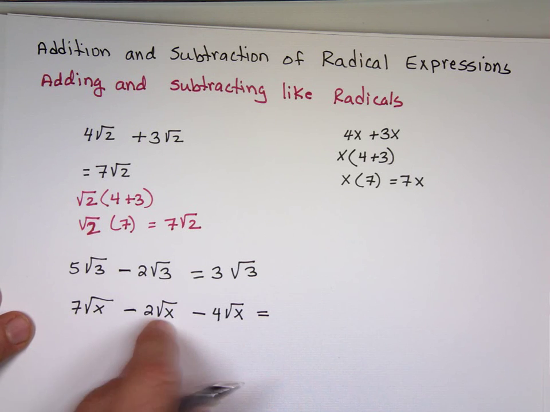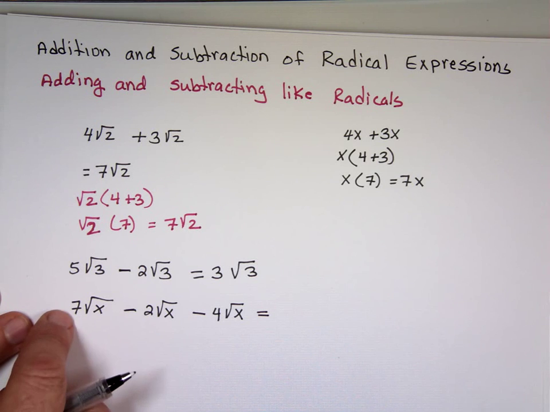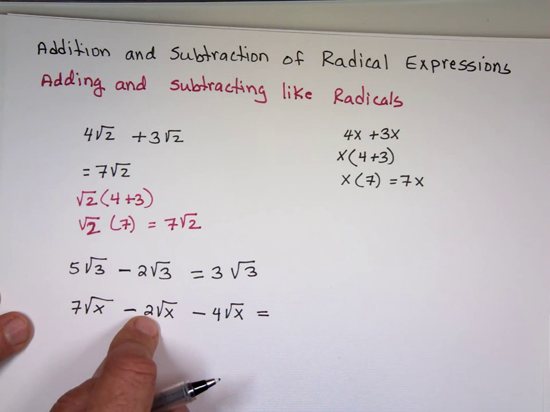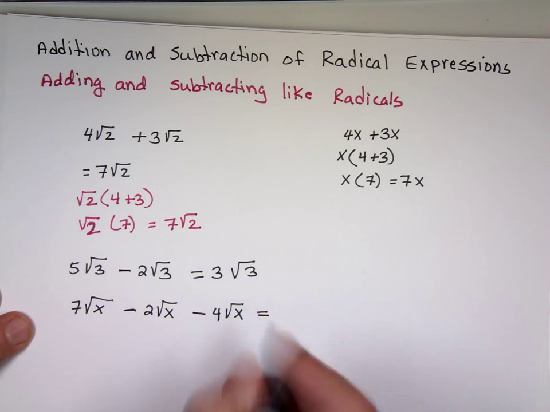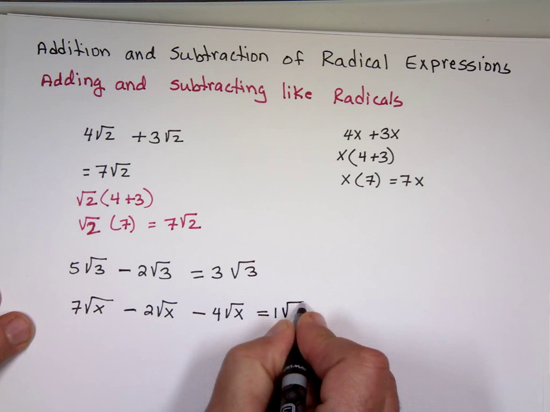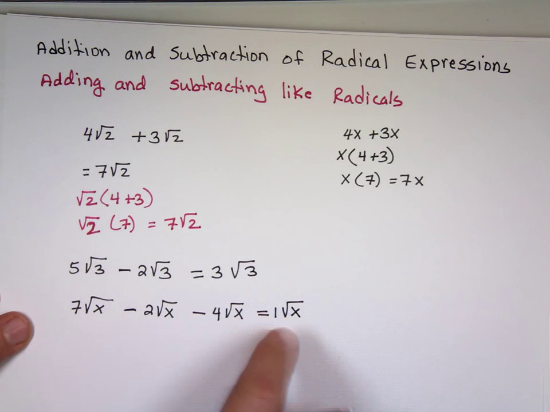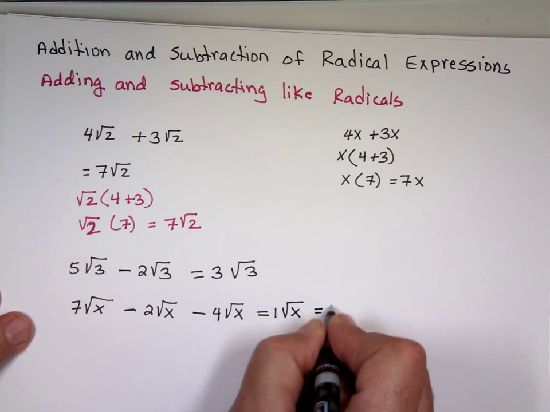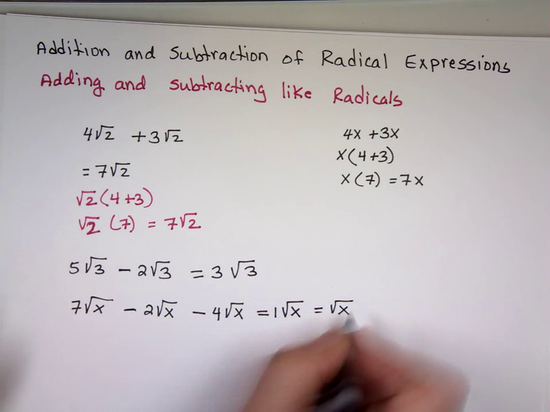Again, they all have the square root of x, the same thing. So we take the numbers in the front. What is 7 minus the 2? That's 5. 5 minus 4 is 1, and we keep the square root of x. You don't have to write the 1, so this becomes the square root of x.